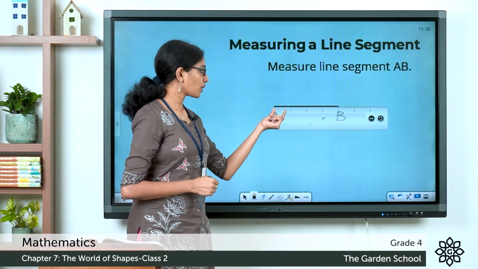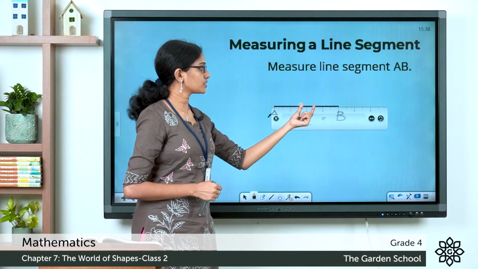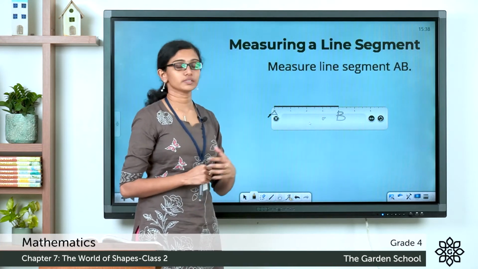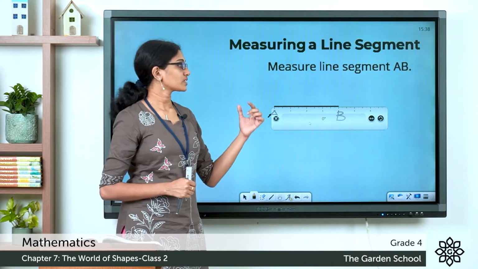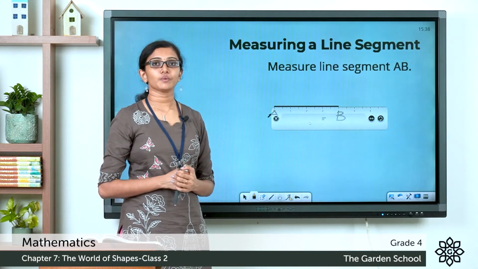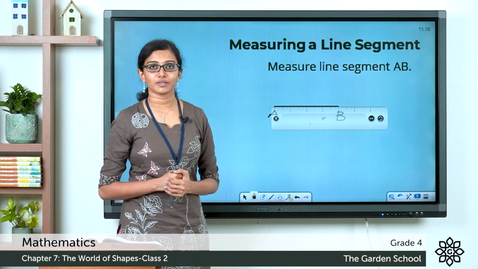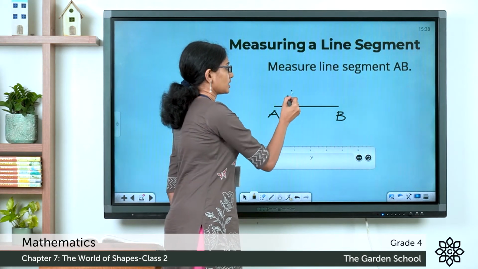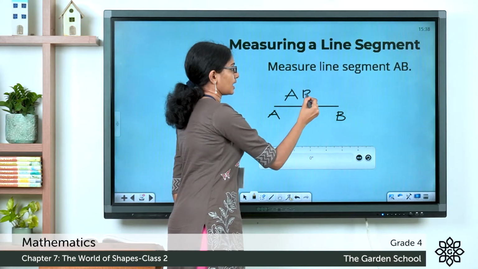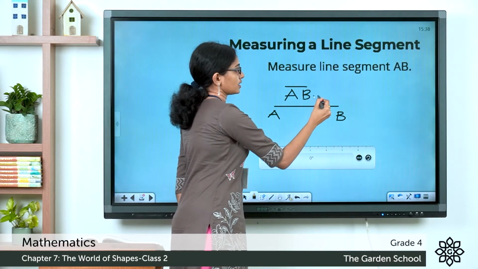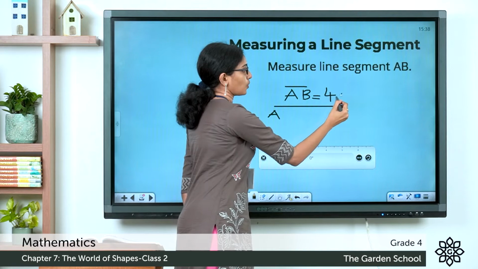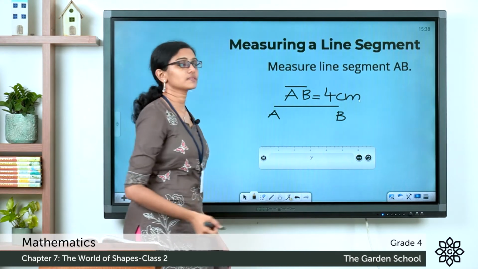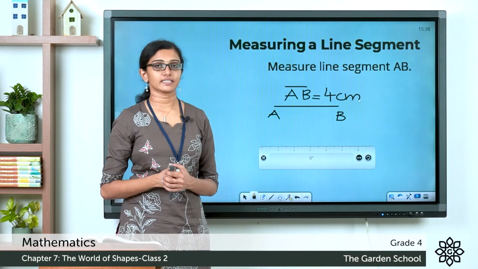See, here the endpoint B corresponds to the marking of 4 centimeters on the ruler. So, this is 1 centimeter, 2 centimeters, 3 centimeters and 4 centimeters. So, the measurement of the line segment AB is equal to 4 centimeters. So, you can denote it like this. Line segment AB is equal to 4 centimeters. This is how you measure a line segment.